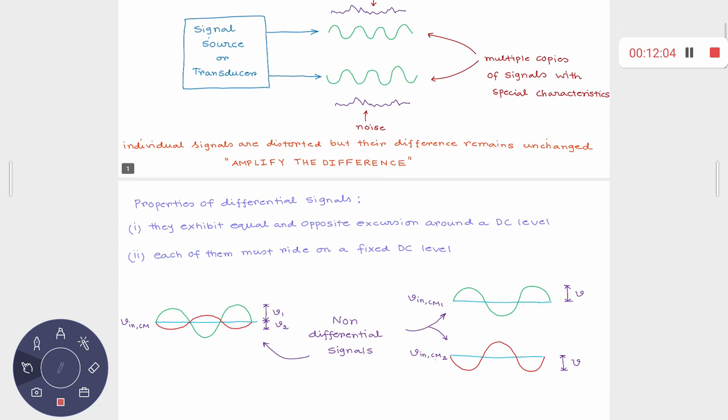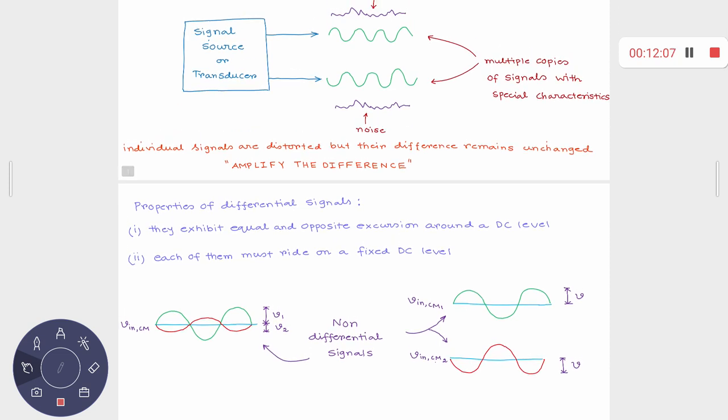Okay, so first of all, we have to identify what is meant by differential signal. So a differential signal is a kind of pair of signals which must possess these two properties. First property is that they exhibit equal and opposite excursion around the DC level, and each of them must ride on a fixed DC level. That means the average level of each of this pair is constant. I can call a pair of signals differential signal if the average value of them is fixed. That means they must ride on a fixed DC level.